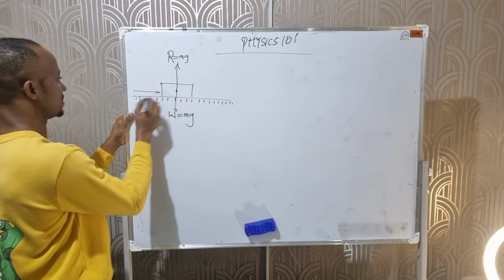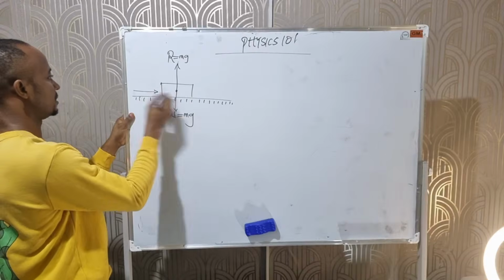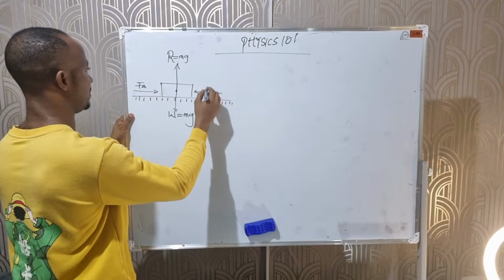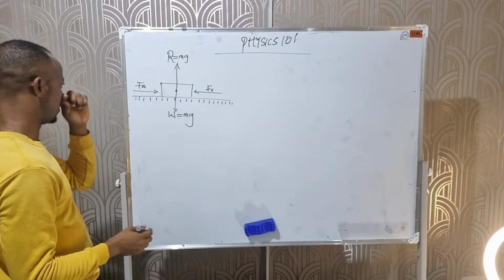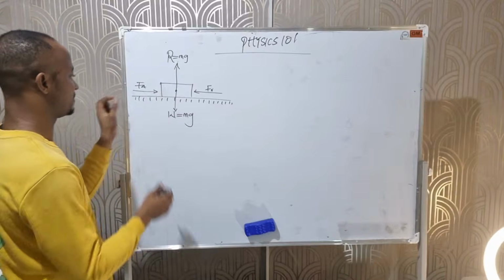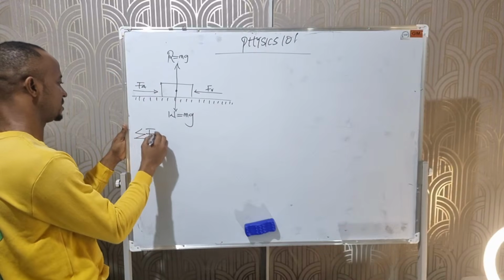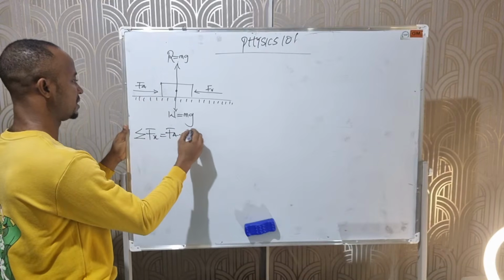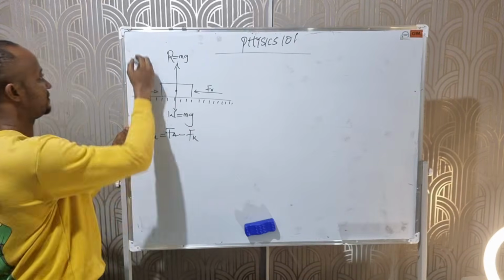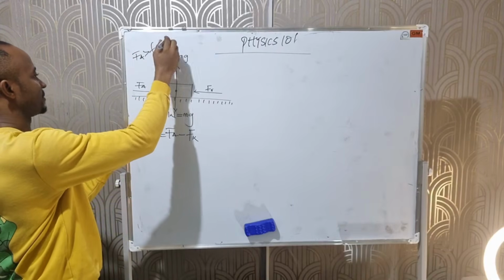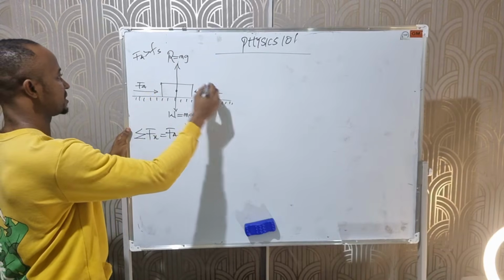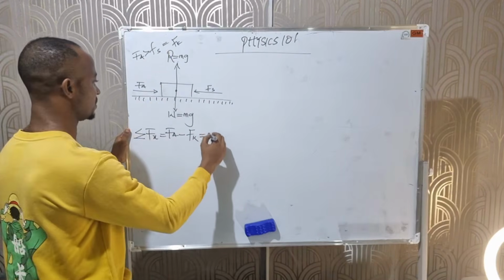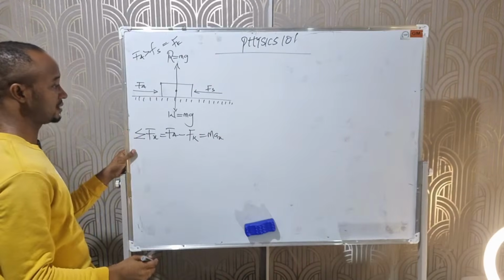Then if we apply the force here, the applied force is here. Here we have our frictional force. When the applied force is greater than the frictional force, we agree that the sum of all these forces is simply the applied force minus the kinetic frictional force. Because if Fa is greater than Fx, definitely the frictional force becomes kinetic, so the body will start accelerating.